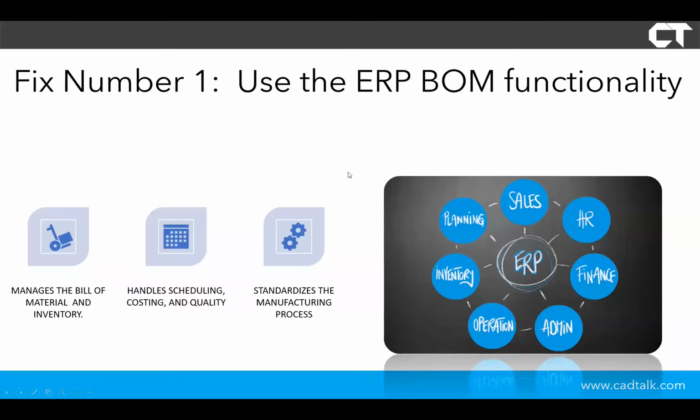So fix number one. It may seem obvious, that is, use the ERP bill of material functionality. And you would think, well, that's an obvious thing. Of course, I've got the ERP. I'm not going to get the value of the ERP unless I use the bill of material in the ERP. Yes, I agree that would seem obvious.